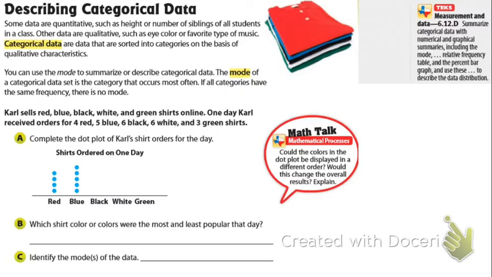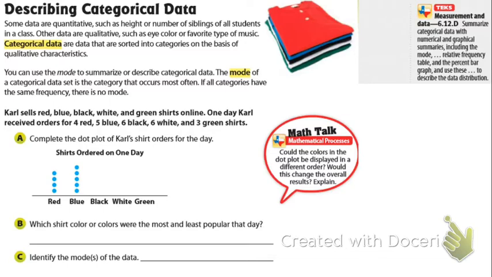You can use the mode, ladies and gentlemen, which is the one that comes out the most, to summarize or describe categorical data. The mode of a categorical data set is a category that occurs most often. If all categories have the same frequency, there is no mode. So what that means, in other words, is the mode is the data value, or I guess the number, so to say, that comes out the most.